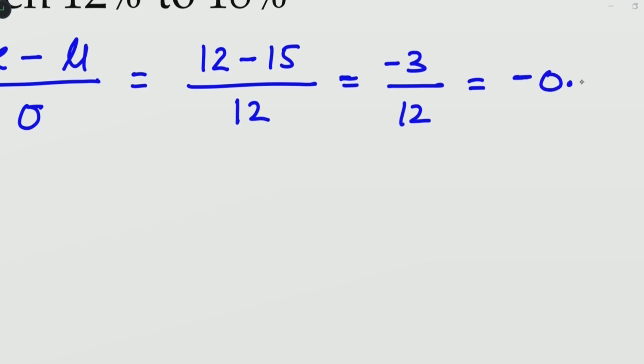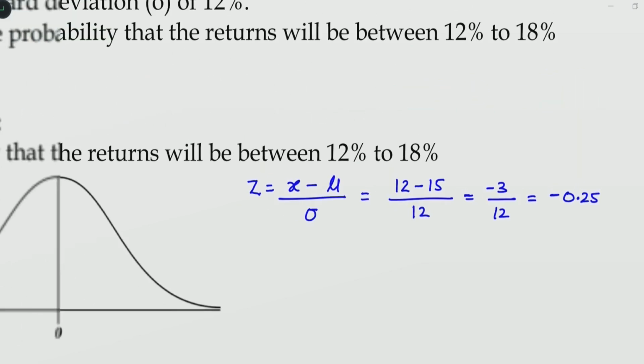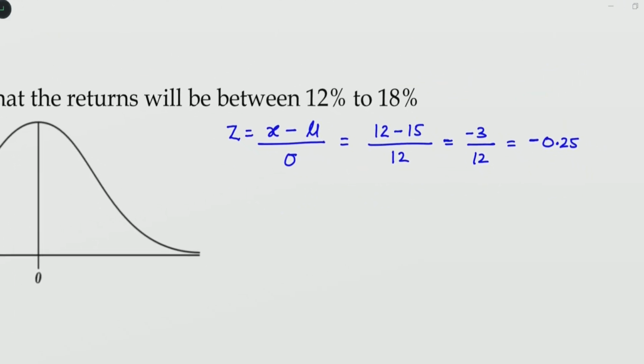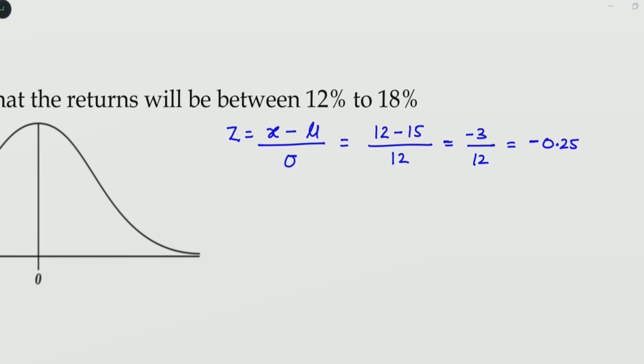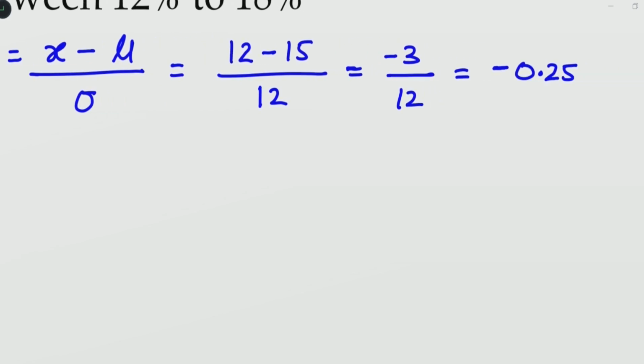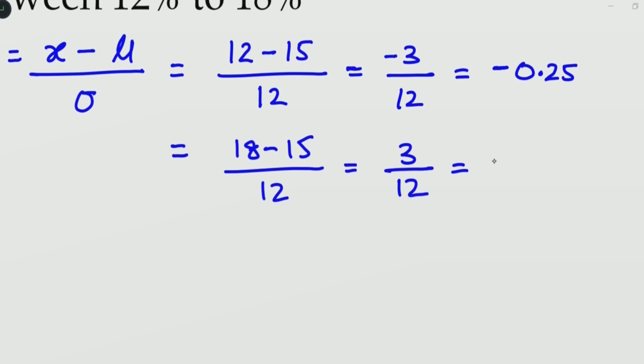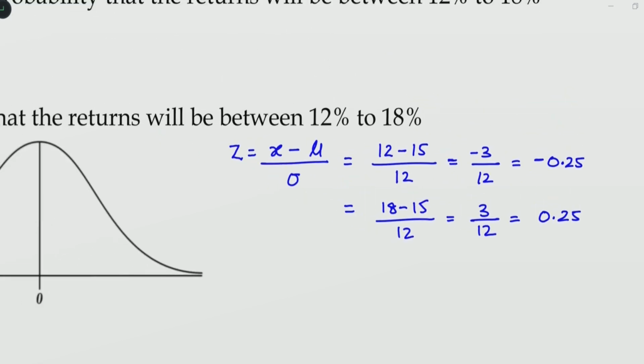negative 0.25. Now, for Z value at 12% return, it is negative 0.25. Let us find it for 18%. So the formula remains same. The x value will now change to 18%. So it will be 18 minus 15 divided by 12. It will be positive 3 divided by 12, and that comes to positive 0.25.